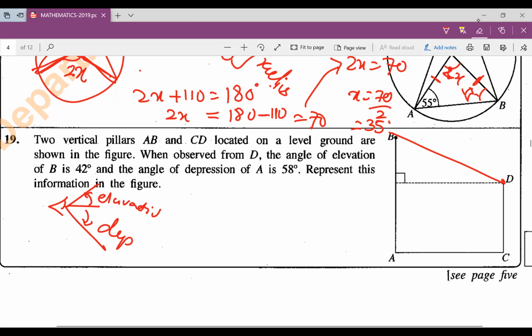So this is the angle of depression. So angle of elevation is 42 degrees, so here to here is 42 degrees, and angle of depression is 58 degrees. So represent this information in the figure. So that is what the answer is.